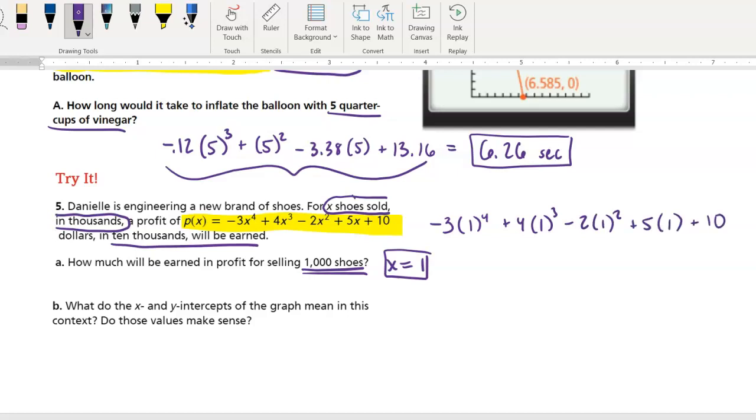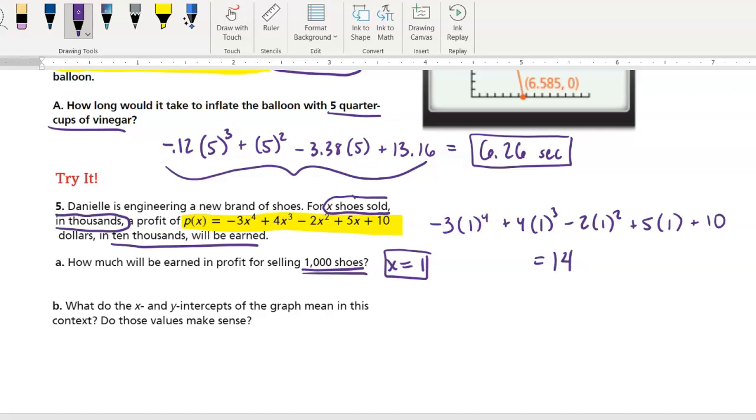And here, technically, this would be one that would be pretty simple to do without a calculator, but otherwise we could just use your calculator. The reason why I say it'd be pretty simple is 1 to the 4th power is 1, 1 cubed is 1, so all of these would just stay 1s. So you could just take negative 3 plus 4 minus 2 plus 5 plus 10, and you get an answer of 14. Or if you do that on your calculator, you get an answer of 14.